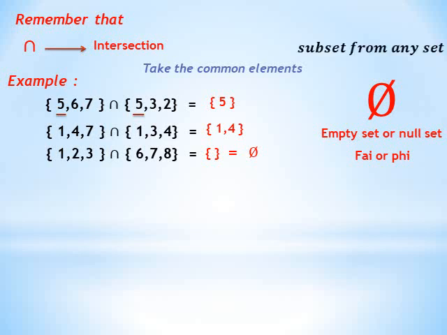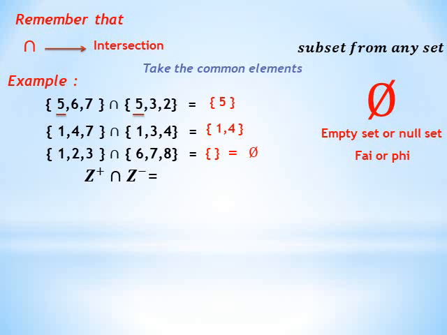What about else? Phi is a subset of any set. So for any set, phi means two braces, and any set has two braces. So phi is a subset of any set. Phi is a subset of any set. Don't forget that.